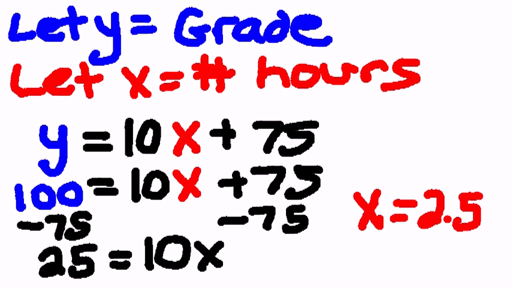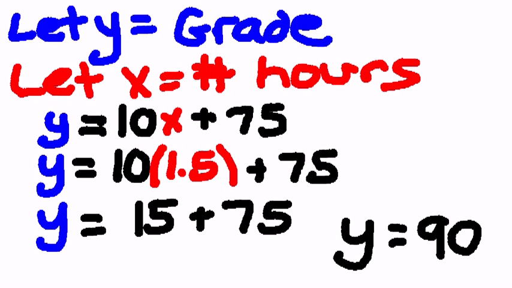Now, let's try to do this problem the other way. So we're still going to have y equal the grade and x equal the number of hours. But let's say we know that Joe studied for 1.5 hours. What grade will he get on the test? So we plug 1.5 in for x, so we get y equals 10 times 1.5 plus 75. We compute 10 times 1.5 and get 15. So we're left with y equals 15 plus 75, which is then 90. So this tells us that if Joe studies for 1.5 hours, he will receive a 90 on his test.